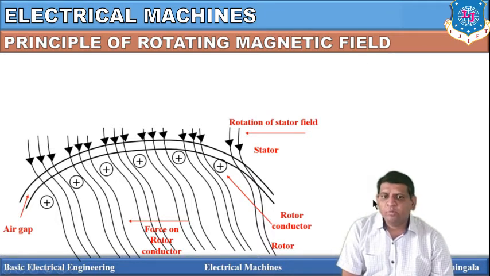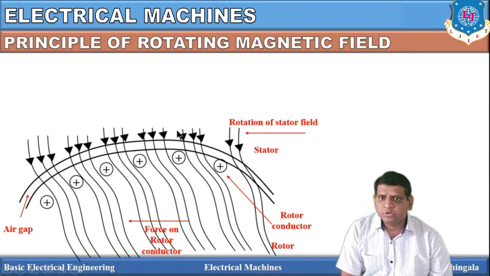Let us understand this phenomenon. The outer portion here is the stator, and inside it is the rotor conductor. When you apply three-phase signals, the stator will produce a rotating magnetic field, and there is a small air gap between the stator and rotor. With this phenomenon, the rotor is also going to rotate and follow the direction of the rotating magnetic field. In this way, the electrical signal is converted into a mechanical signal.